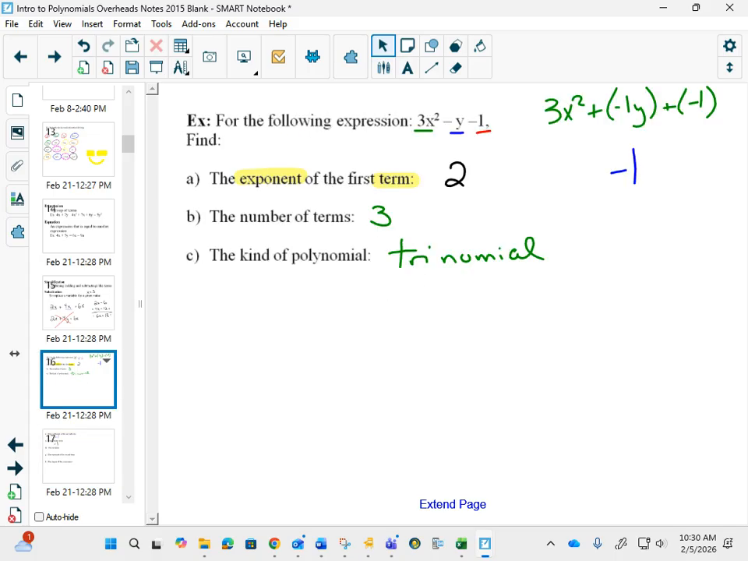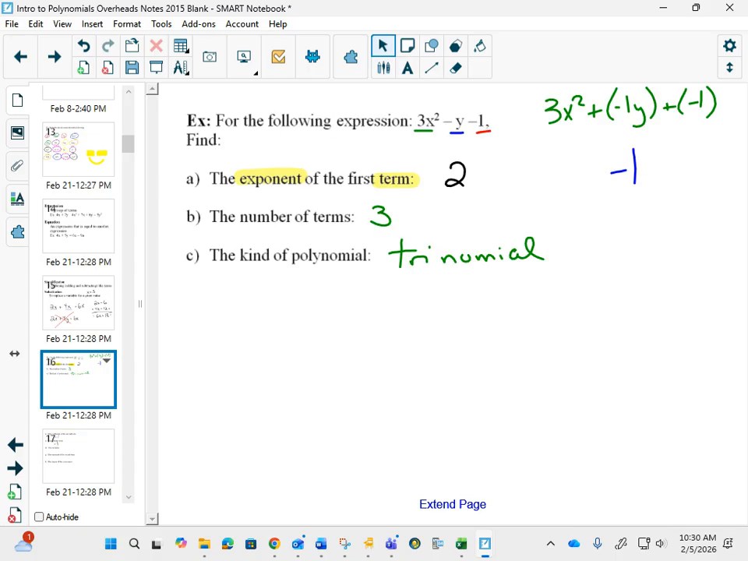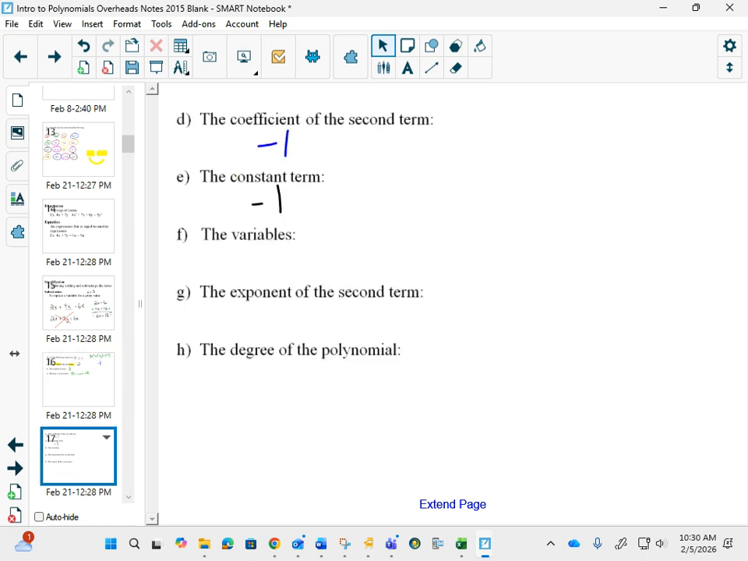So here's our example. We've got 3x squared minus y minus 1. We're checking our definitions. Which are the variables? Is it going to be a number or is it going to be a letter when we talk about variables? So again, this is where I have to check my definition. And these definitions you might want to put on your cheat sheet for this unit. A variable is a letter that represents a number. So what letters do we have in this one, Daniel? X and Y.